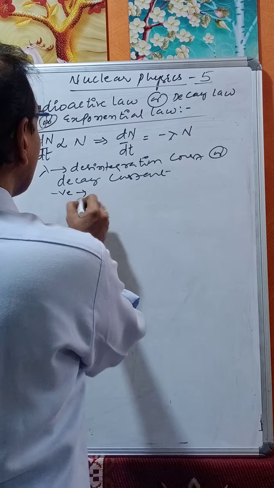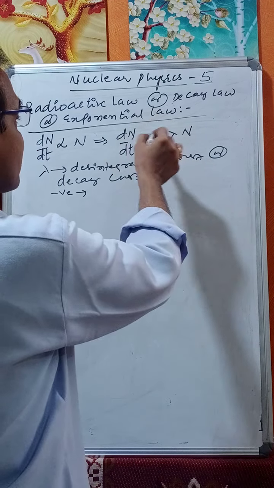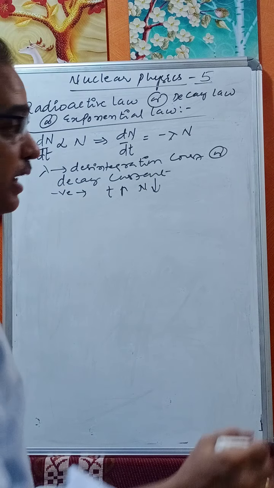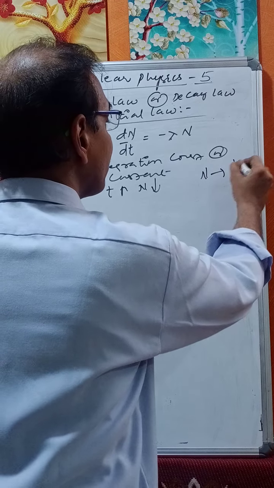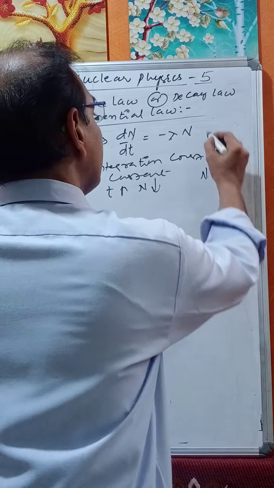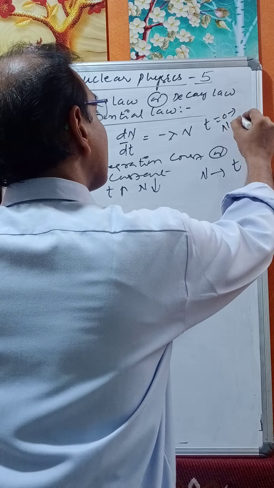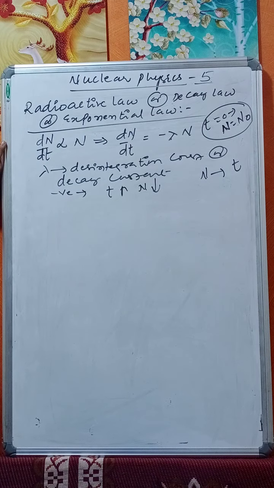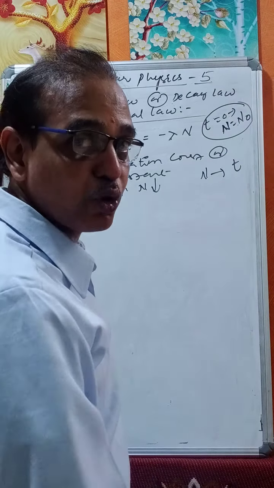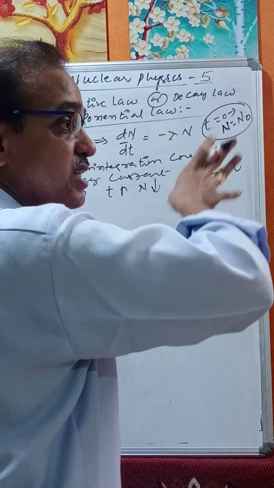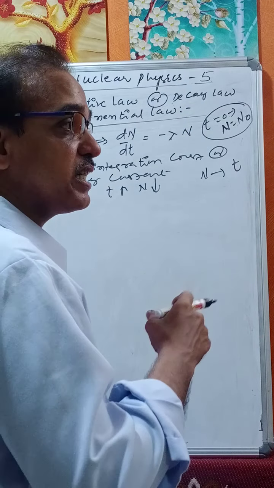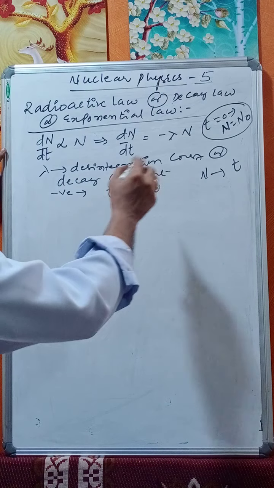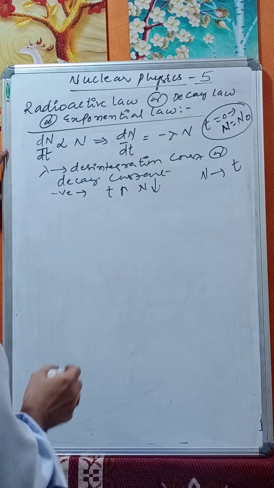Significance of the negative sign: the negative sign indicates that as time increases, the number of nuclei decreases. N is the number of nuclei present at a time t. At t equal to 0, N is equal to N naught, the maximum number of nuclei. Initially it is 100. As time t increases, 100 becomes 90, 70, 60, 50 like that. They are going to decrease. Therefore, dN by dt is equal to minus lambda N.